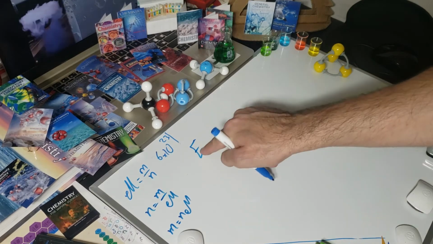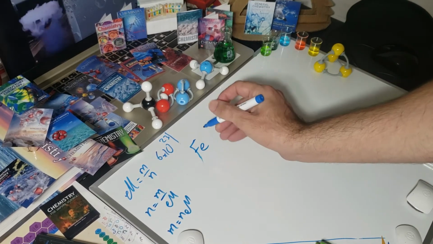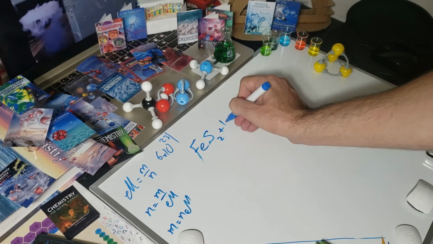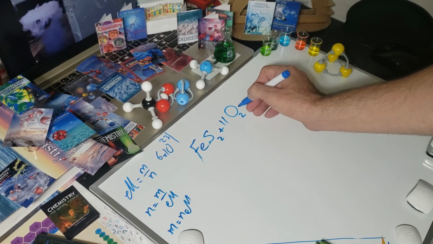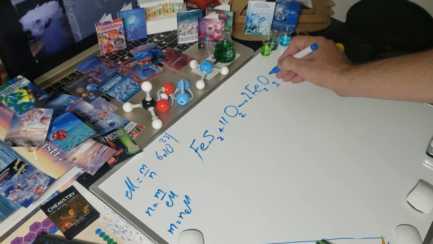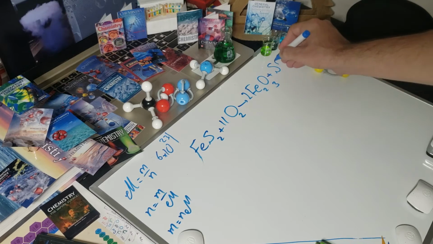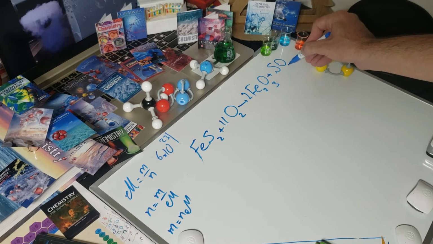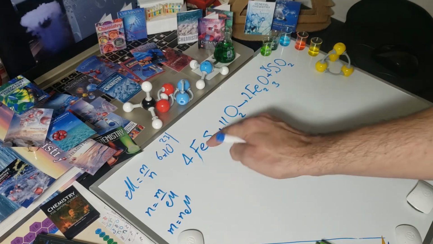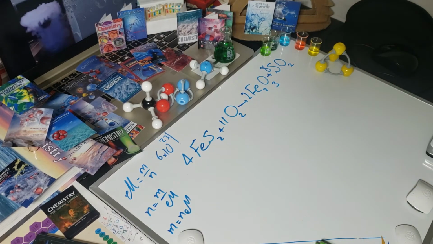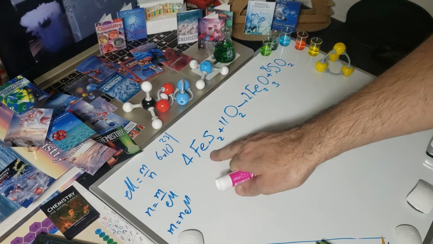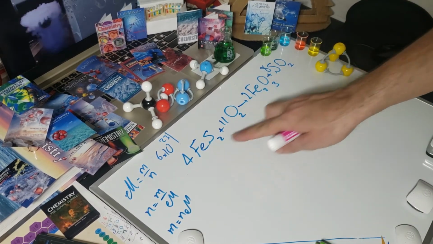4FeS2 plus 11O2 giving you 2Fe2O3 and 8SO2. Okay, the molar masses are going to be, again, I have already computed the molar masses, and you should know that you will need a periodic table.